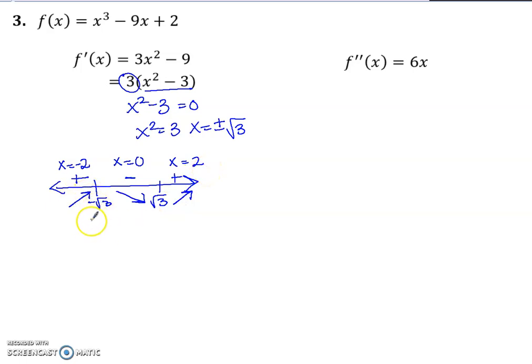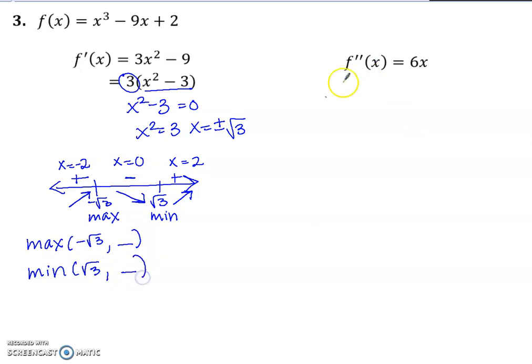So looking at this, I know I have a max value at -√3, and I know I have a minimum value at √3, because this is where the graph is increasing and then decreases. That means we have a max. This is where it's decreasing and then starts to increase. That's where we have a minimum. So we'll need to find these ordered pairs. I'll need to find the y value for this and the y value for this. So we'll do this after we look at the point of inflection.